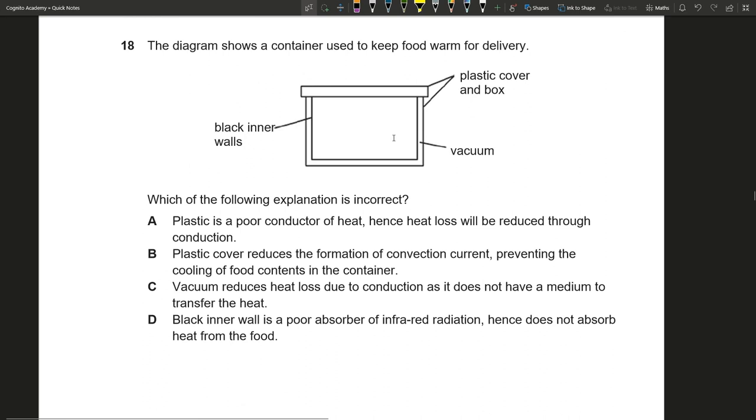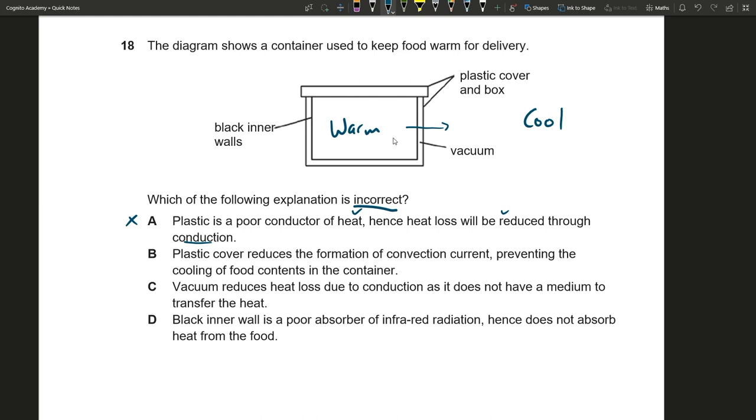The diagram shows a container used to keep warm food for delivery. So here is warm, then outside is cool, and then any heat transfer goes from the inside to the outside. So which of the following explanations is incorrect? Plastic is a poor conductor of heat. Yeah, this is correct. Hence, heat loss will be reduced through conduction. Yes, this is correct. So A is correct. But we are looking for something that's incorrect, and A is not what we're looking for.